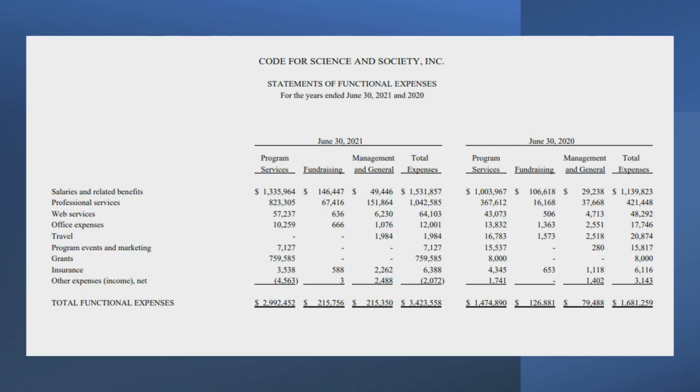This statement of functional expenses is for the years ended June 30, 2021 and 2020. The statement categorizes expenses by both natural classification and functional areas, including program services, fundraising, and management and general. It details specific line items such as salaries and related benefits, professional services, web services, office expenses, and grants. This comprehensive breakdown illustrates how the organization allocated its resources across different operational categories during these 2 fiscal years.